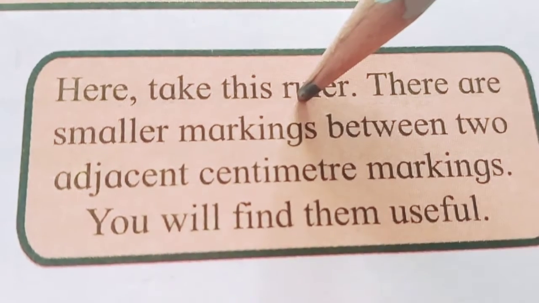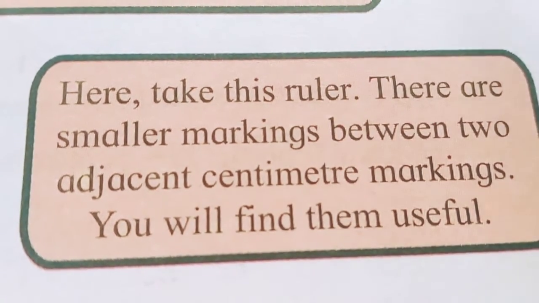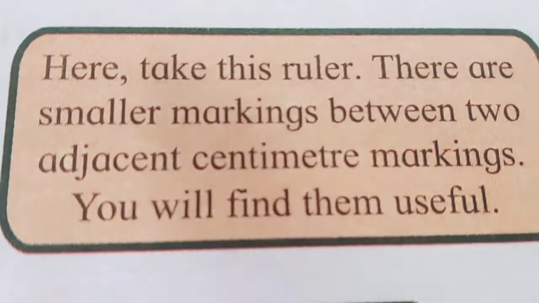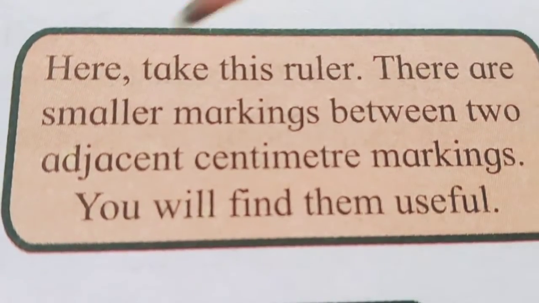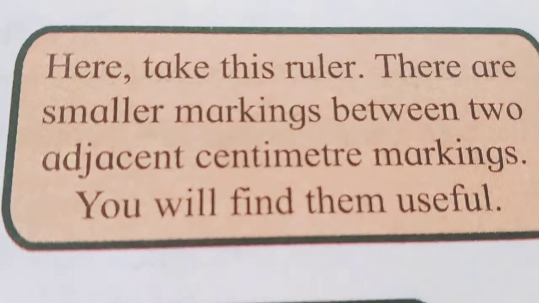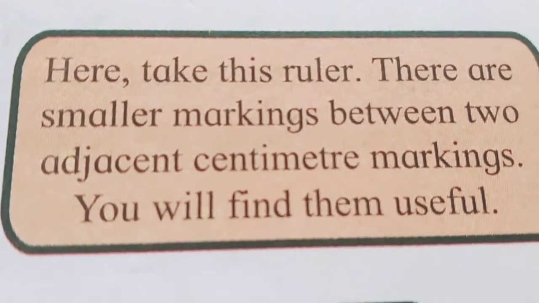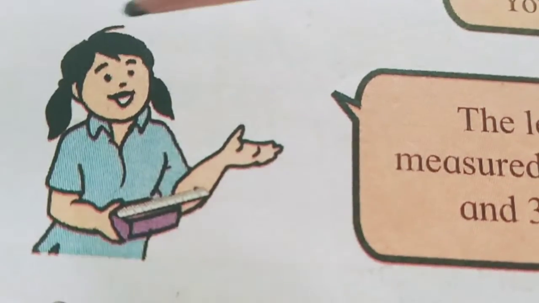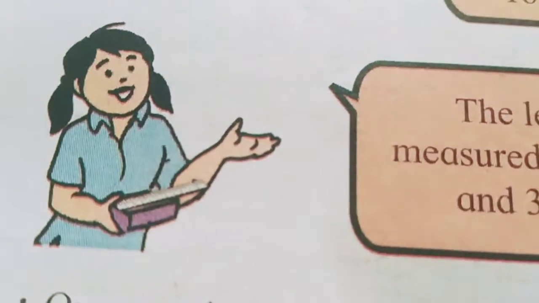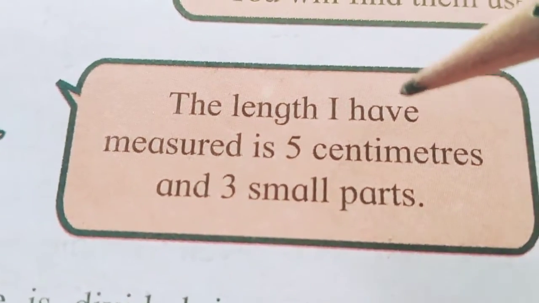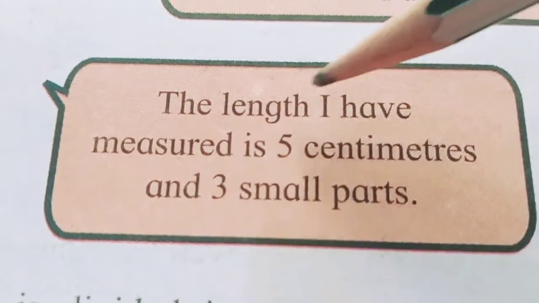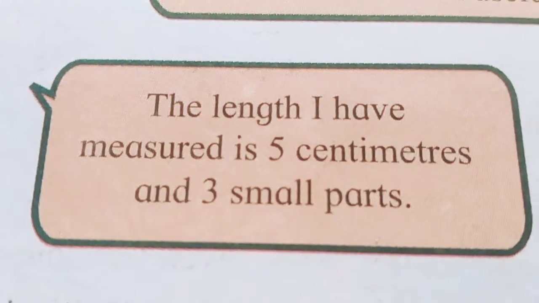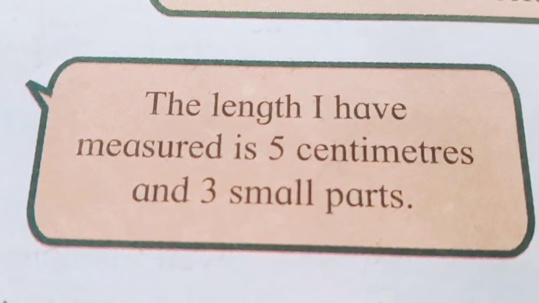She takes a ruler. There are smaller markings between two adjacent centimeter markings. You will find them useful. Now she is happy to know the length of her object. The length I have measured is 5 centimeter and 3 small parts. So how will she find this length?